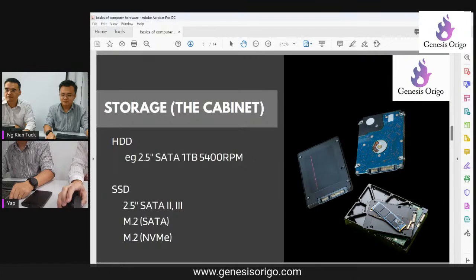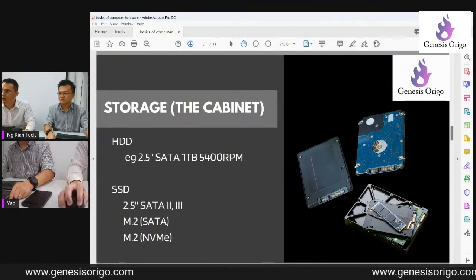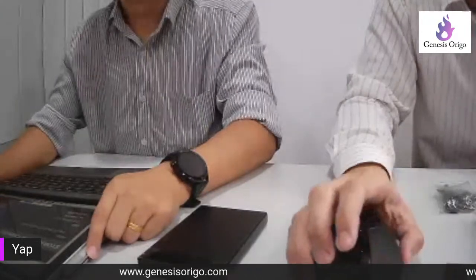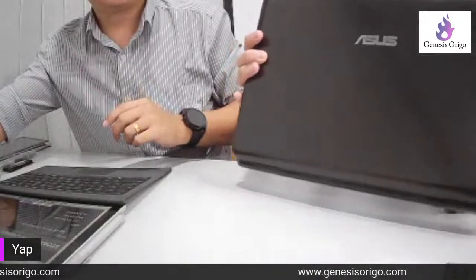2.5-inch SATA. Okay, so I can give you an example. Let me show you my 14-year-old museum, my museum laptop. Okay, this is the one.